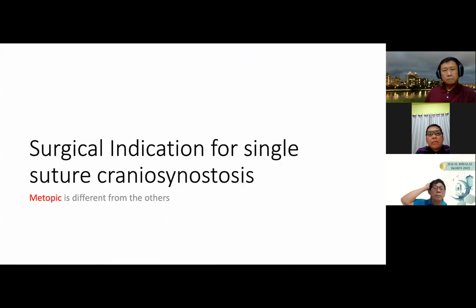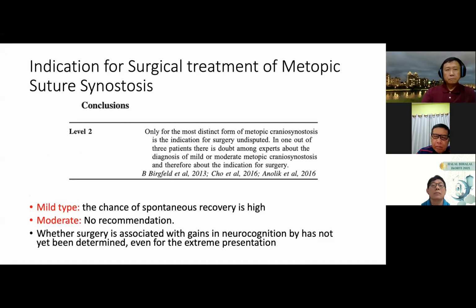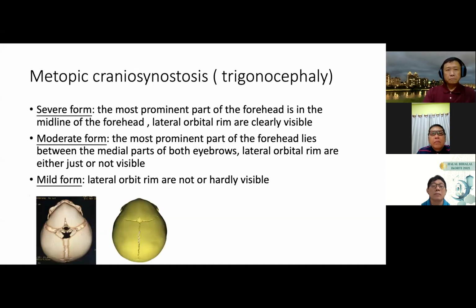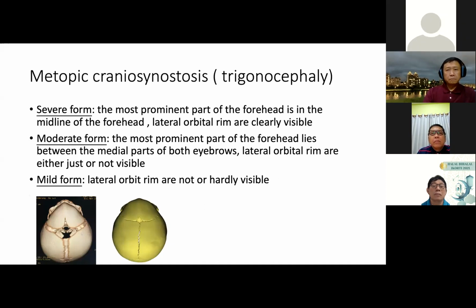So how about the surgical indication for single suture craniosynostosis? So you just only need to remember that the metopic is the most different from the others. So why is it different? Because the metopic has three forms. Like you can see from these pictures, on the left one, that's the severe form. If you see the patient from the top of the skull, you can see very clearly there's a lateral orbital ring and there's a prominence on the midline of the forehead.